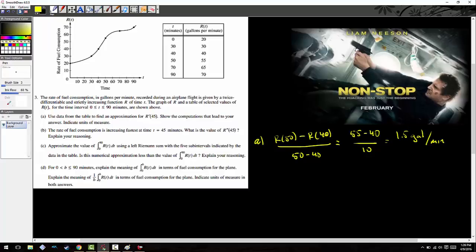Now, because I am finding the rate of change of a rate, it's actually not minutes, but minutes squared. So that's why this whole idea of fuel consumption already being a rate comes into play. So make sure you guys are careful about your units.